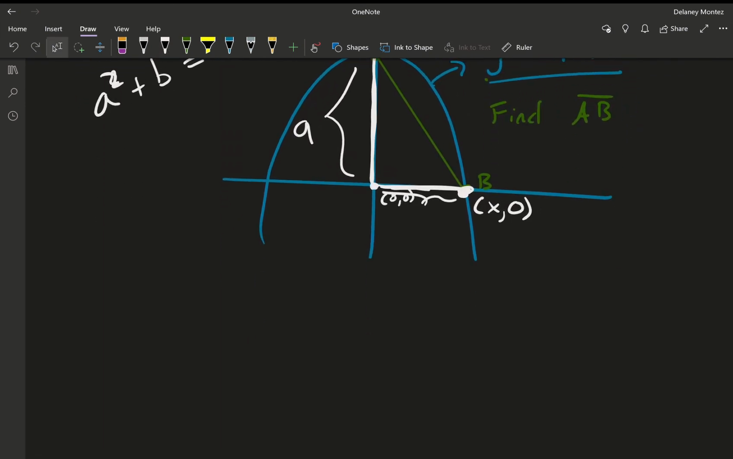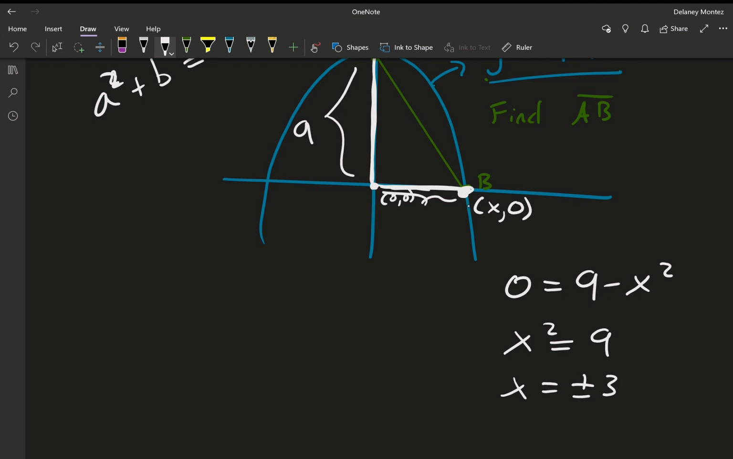So I can solve that by setting 9 minus x squared equal to 0, because that'll give me this x value when I solve for x. So then I'll just rearrange it. x squared equals 9, x equals plus or minus 3. Since we're on the right side and we're looking for a length, we can eliminate the negative, right? So we're just looking for plus 3, or 3. So this length here is 3, right?